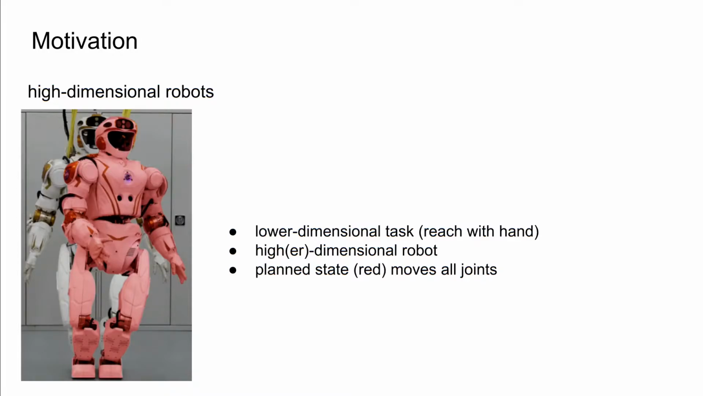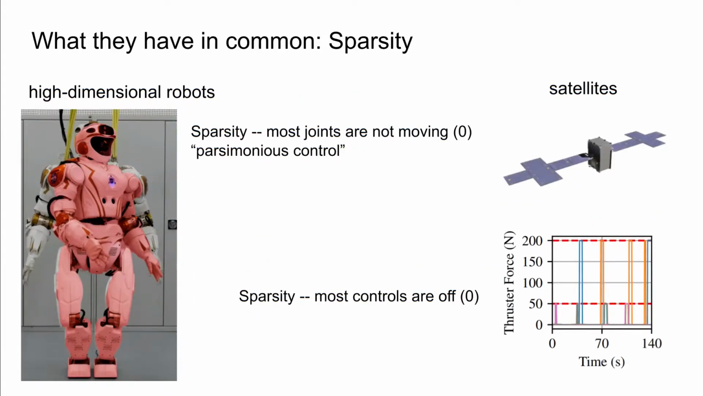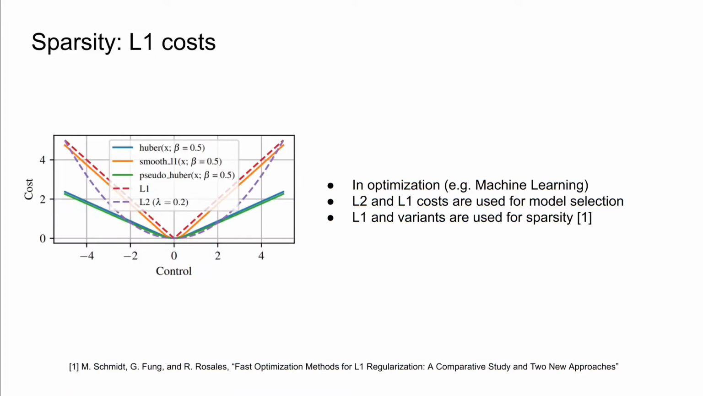and the hands only. Next, consider a satellite planning problem. A satellite has a series of thrusters which, due to hardware limitations, are either always off or always on. I'll argue that these two problems are connected, and what they have in common, in fact, is sparsity. Sparsity for the high-dimensional robot, the Valkyrie, means that most joints are not moving or are at zero, also known as parsimonious control. Sparsity for the satellite problem means that most controls are zero, corresponding to the thrusters being off.